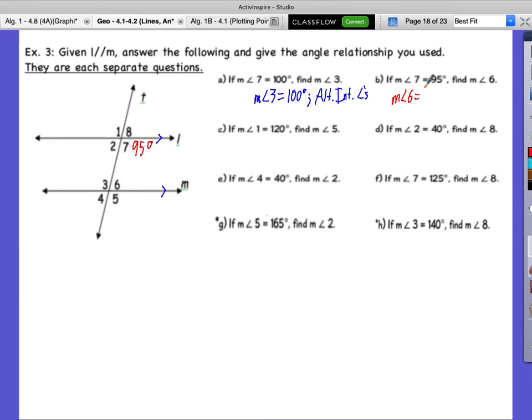Ian, what do you think, buddy? 95 degrees. I'm gonna disagree with you. Mason, 85. I'm gonna agree with you. Why would I agree with you, Mason? Because they're same side interior. Very good. Same side interior angles are in fact supplementary when those lines are parallel. So you take 180 minus that 95, and you get 85.